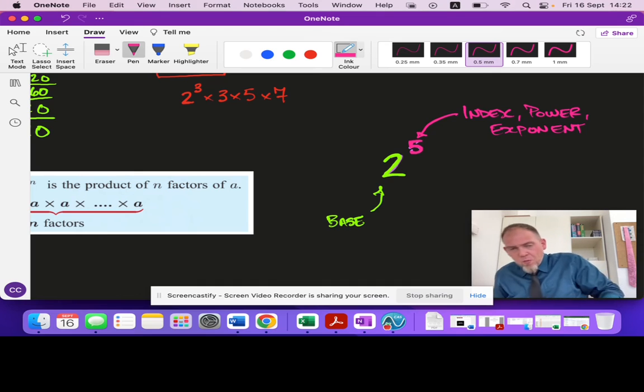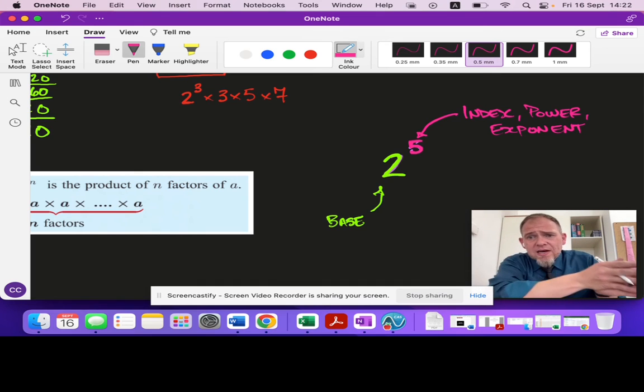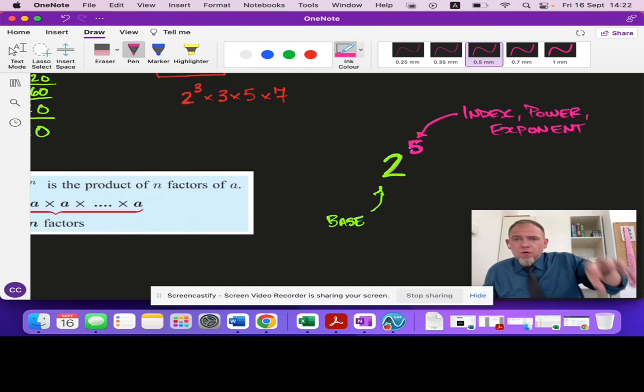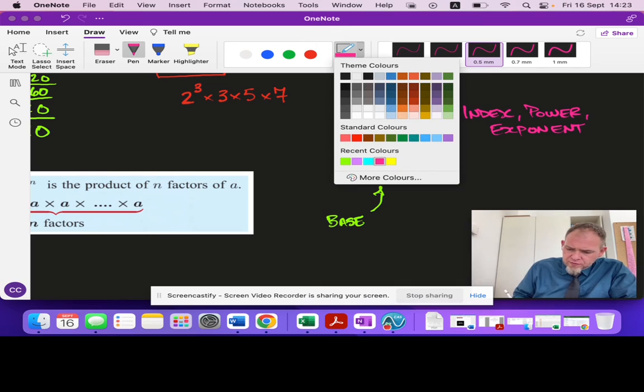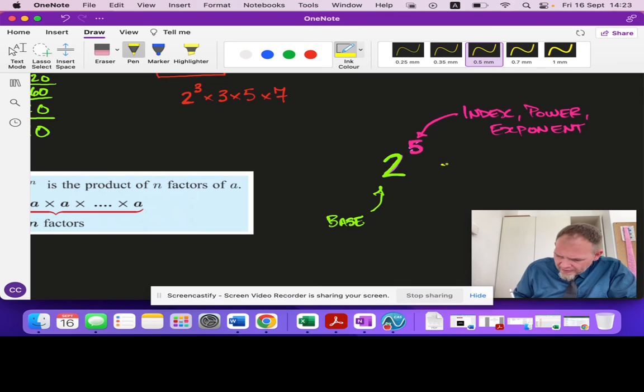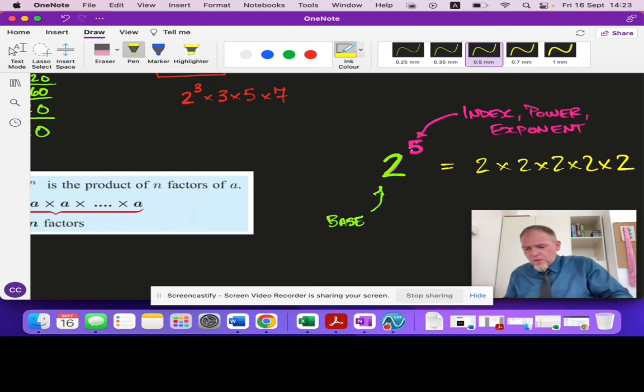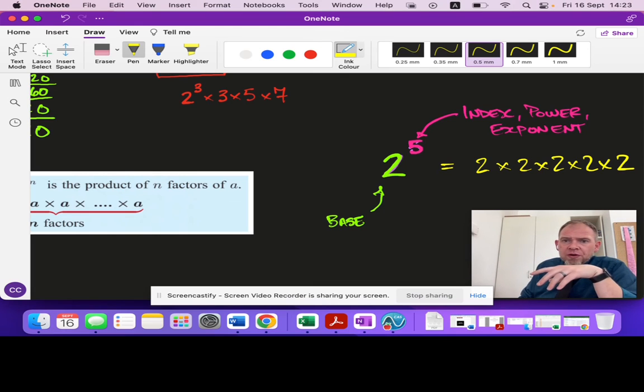Okay? And what it tells us is how many times am I going to multiply that 2? So 2 to the power of 5, I'm going to be able to rewrite that as 2 times 2 times 2 times 2 times 2. Five 2s, that's what we are after. That's all that an index is. That seems pretty good, pretty reasonable. I think we can manage that.